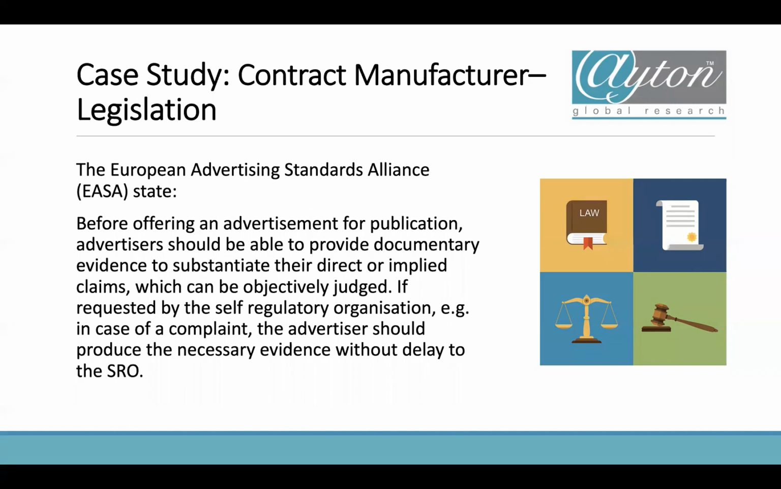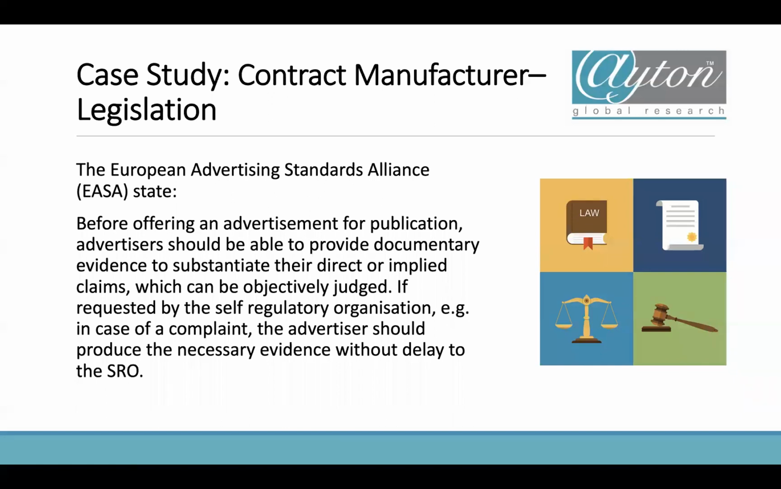But the real justification for the reason they have to do this study to substantiate their claims is because the ASA said that you need to be able to provide evidence to substantiate your direct or implied claims, which can be objectively judged. Direct or implied, so you can have direct claims, this product does this, but there are also implied claims, especially with CBD. There's a lot of implied claims if you're saying the product has CBD in it. So it's best to really substantiate your direct claims and know that they are working. So you're not relying on the implication, you've got substantiation to say what your product can do and what claims you're going to make about it.